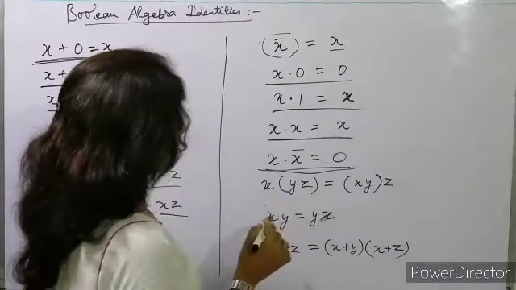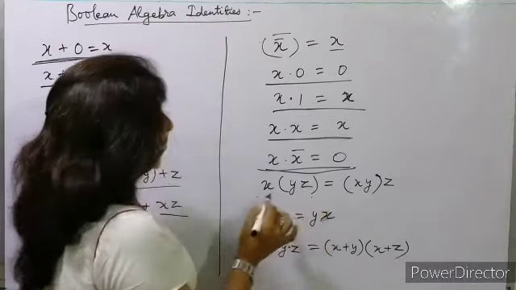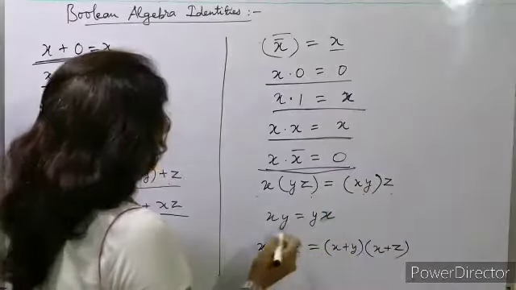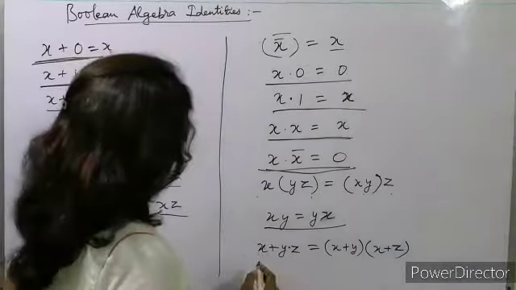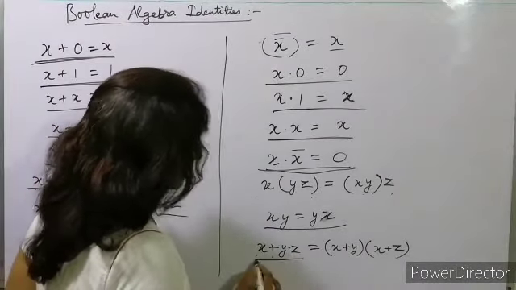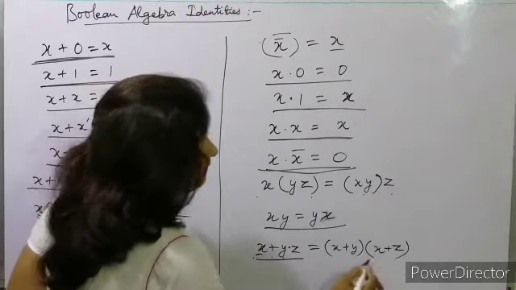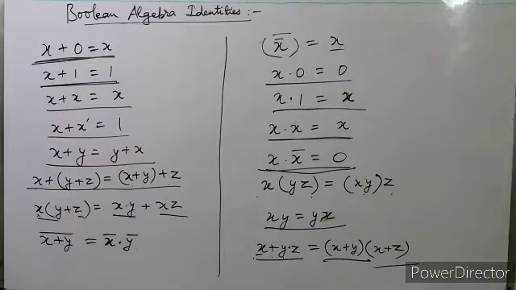Now x into yz will be equal to x into y into z, okay, and this one xy equals yx, commutative property. Now this is also distributive, okay, x plus yz is equal to x plus y into x plus z, okay. So these are some Boolean algebra identities. Now we'll see the next one.